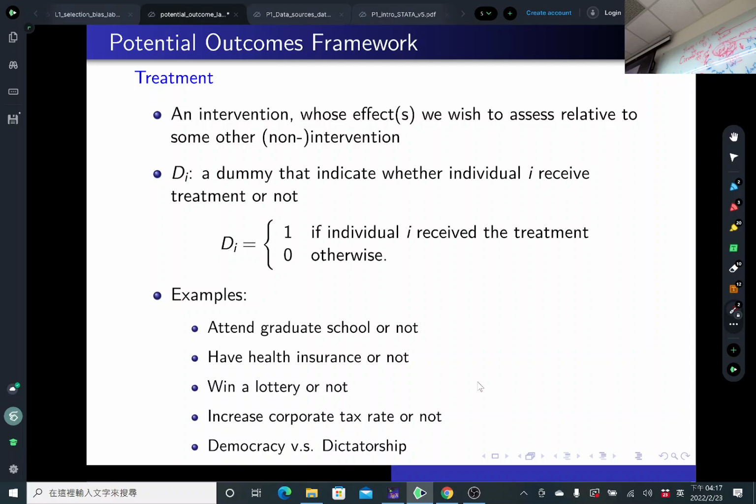Or have health insurance or not. You want to know the effect of having health insurance on your health status or healthcare utilization. So D equal to 1 means this individual i gets health insurance, and 0 means not. Or you can even ask a bigger question: the effect of democracy on economic growth. So you can define D equal to 1 to mean this country implements democracy, and 0 means it implements dictatorship.